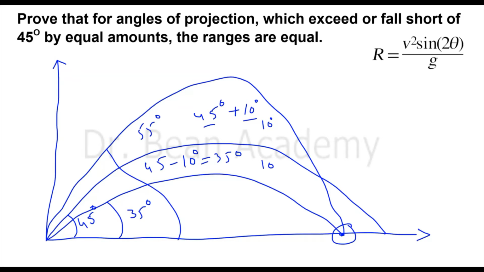So it is true for any other angle. For example, you can decrease by 20 degrees and increase by 20 degrees. These two projectiles will always land at the same location, whatever the location is, but they will always land at the same location. So our job is to prove that this is actually the case using our equations. For example, I have written the expression for the range here, which we can use. So let's try to solve it.